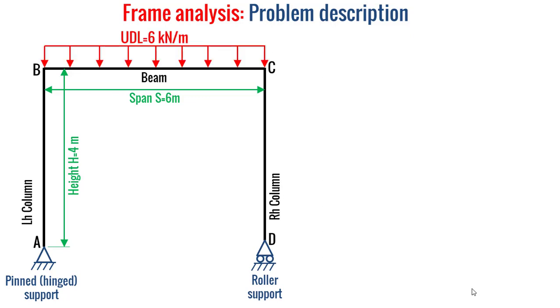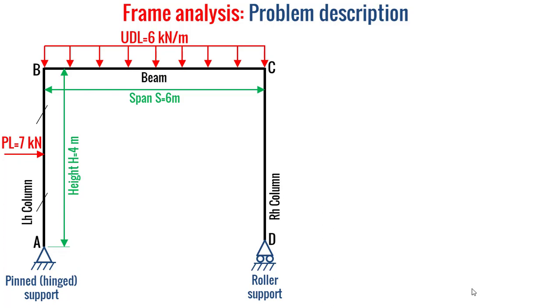The frame is loaded by a uniformly distributed load UDL equal to 6 kN per meter along the beam and a point load PL equal to 7 kN applied at the half height of the left-hand column.